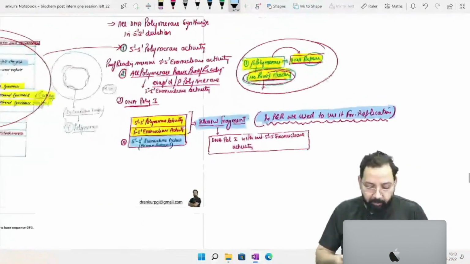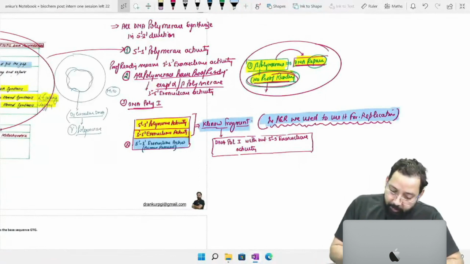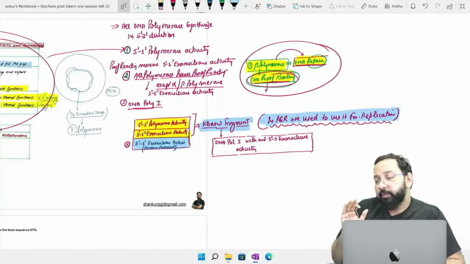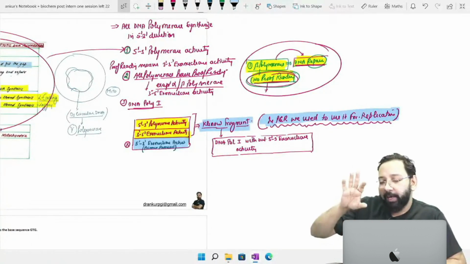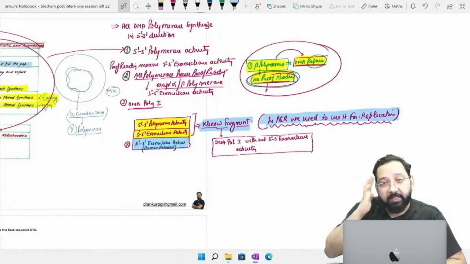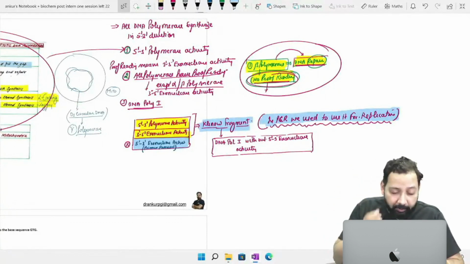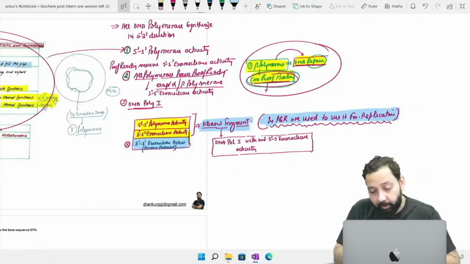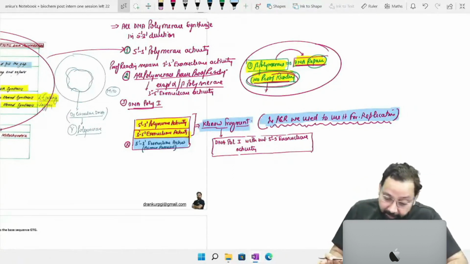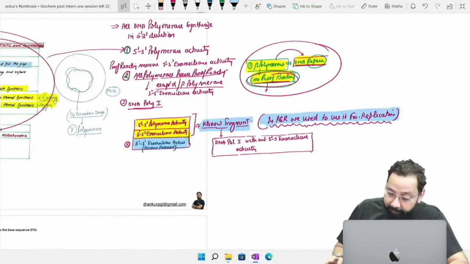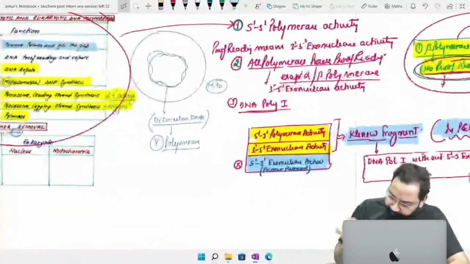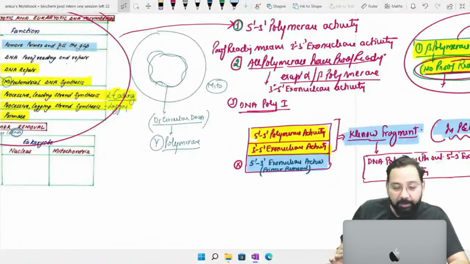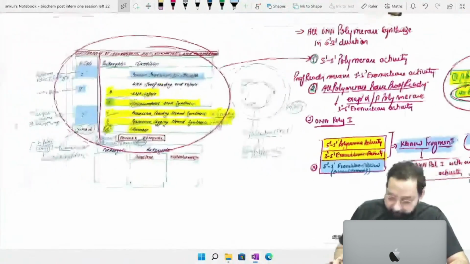So this is the question. DNA polymerase 1 has 3 enzymatic activities, while DNA polymerase 2 and 3 have only 2: 5 to 3 polymerase and 3 to 5 exonuclease activity. 3 to 5 exonuclease activity means proofreading. Many times PGI asks what is proofreading. Which of the following is not having proofreading? Alpha and beta polymerase. So now you can remember.